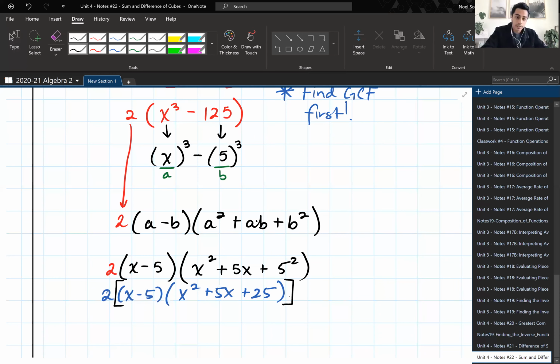All right, so there it is. Difference of cubes and difference of squares. I'm sorry, difference of cubes and sum of cubes. That's what I meant to say.